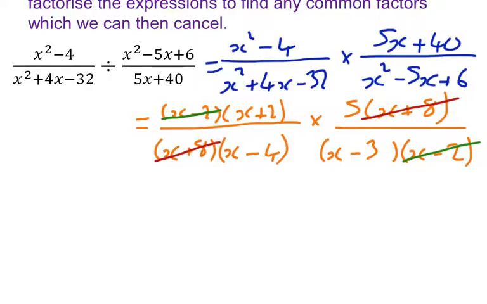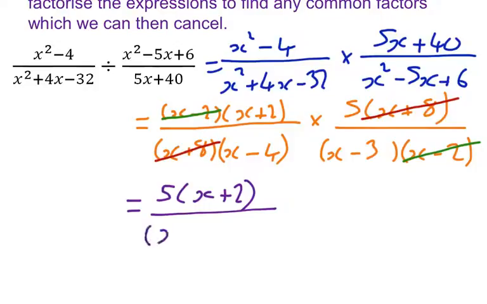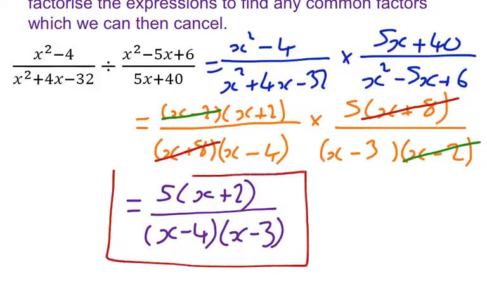None of the other factors are on both the top and the bottom, so all there is left to do now is to put it all together, and we get 5 times x plus 2 over x minus 4, x minus 3. And that is our final answer. We could expand those brackets if we want to, but we don't need to. We can leave it in factorised form.